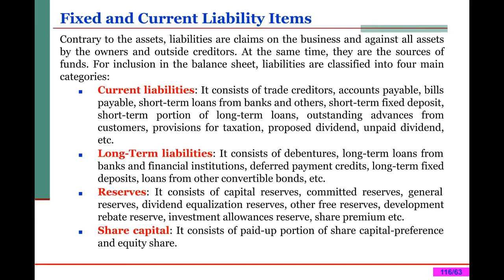Current liabilities. It consists of trade creditors, accounts payable, bills payable, short-term loans from banks and others, short-term fixed deposits, short-term portion of long-term loans, outstanding advances from customers, provisions for taxation, proposed dividend, unpaid dividend, etc. Long-term liabilities. It consists of debentures, long-term loans from banks and financial institutions, deferred payment credits, long-term fixed deposits, loans from others, convertible bonds, etc.